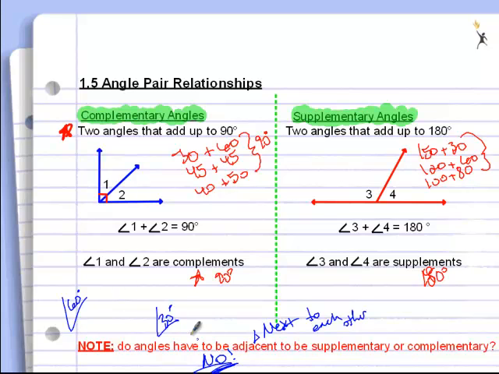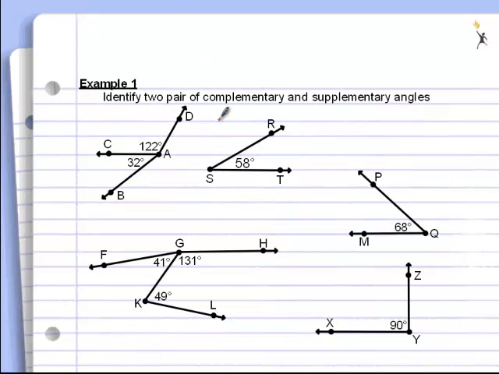They can be separate. If angle 1 and angle 4 add up to be 90 degrees, then I could say they're complementary. If angle 2 and angle 3 are supplementary, I can call them supplementary. They don't have to be right next to each other. Adjacent means next to each other. Okay? Those two identities, the complementary and the supplementary, are pretty important.